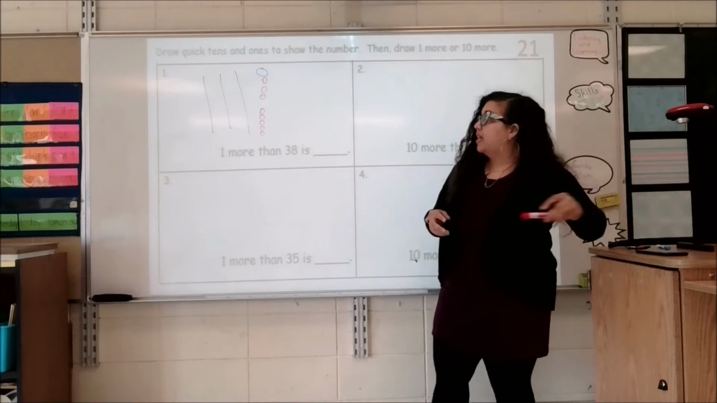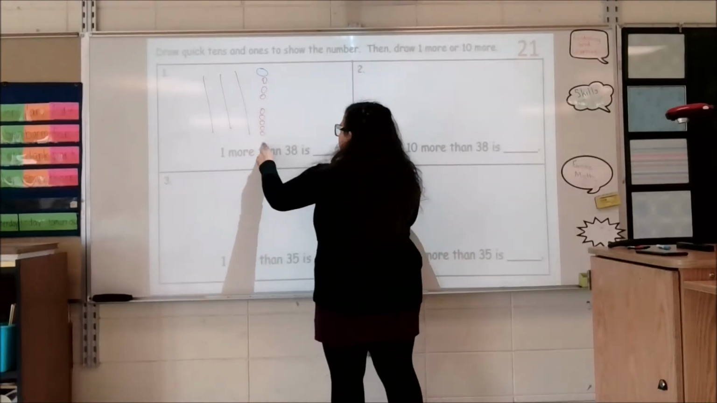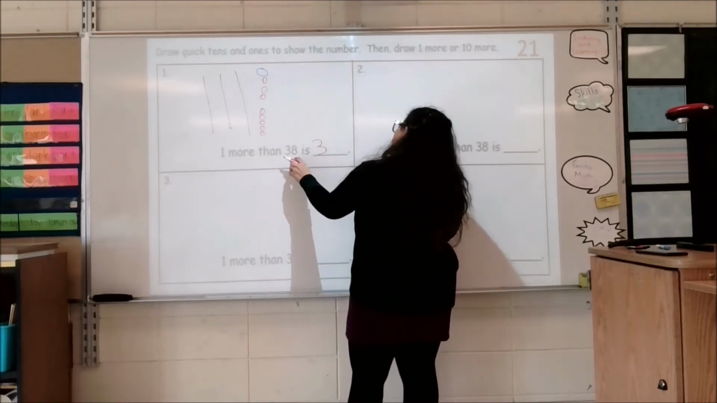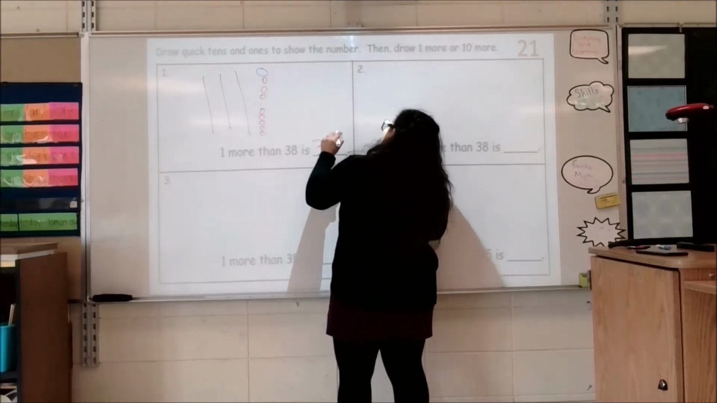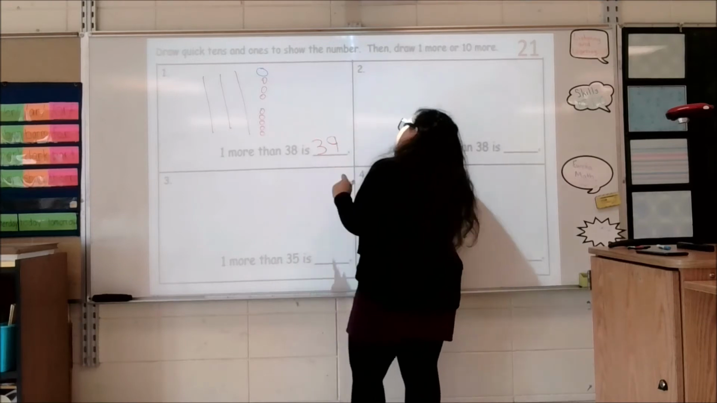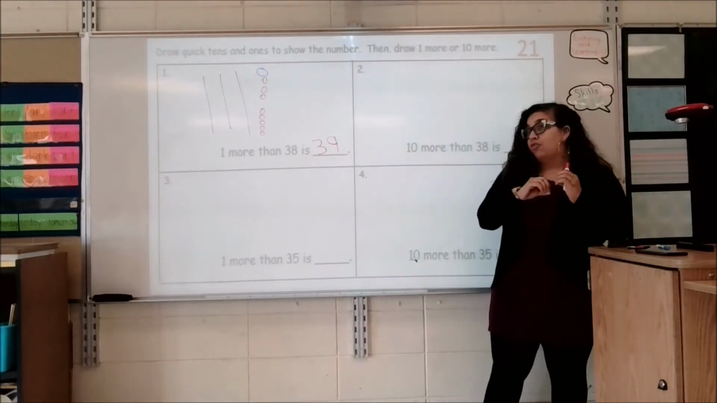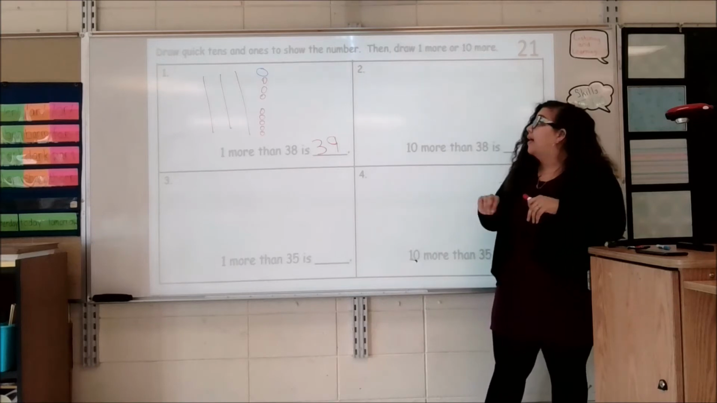So that means my 10s stayed the same. Look at it, they stayed the same. My 1s, instead of 8, I now have 9. So 3 10s, 9 1s is 39. 1 more than 38 is 39.